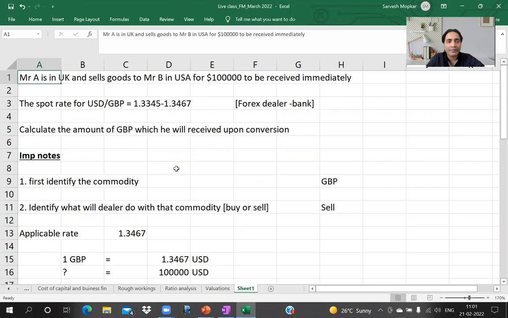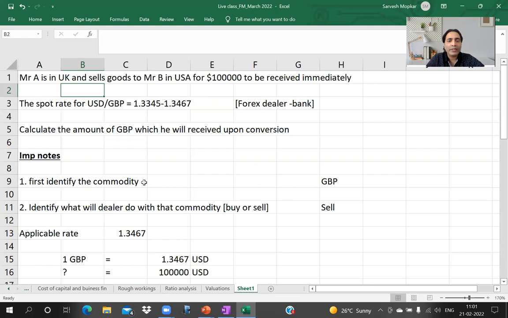Everything is consistent. So, as I said, only two questions you need to ask, no matter what the question is. If you want to pick up the right rates, you have to ask yourself two questions. First, identify the commodity. It's the GBP. Correct? Why GBP? Look at the quotation. I'll always ask you to look at the quotation and see. It's a visual thing. The moment you see, you'll understand who is the commodity. So GBP is the commodity. Everyone clear in question number one?